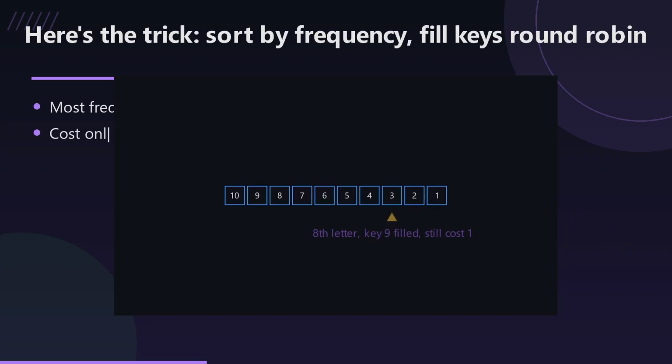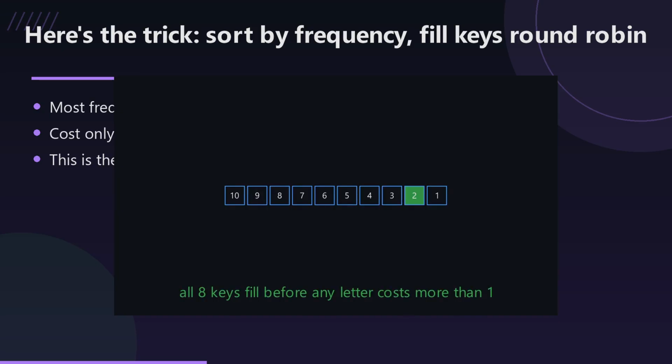Sort weights descending, fill cost 1 across all 8 keys first, then cost 2, and so on. This is just Huffman style, greedy bucketing with a fixed branching factor of 8 instead of 2. The reason it's correct isn't intuition, it's the exchange argument on the next slide. Make sure you can produce that proof on demand.